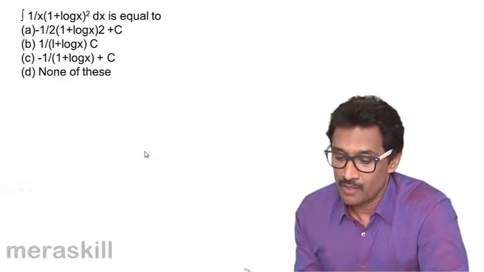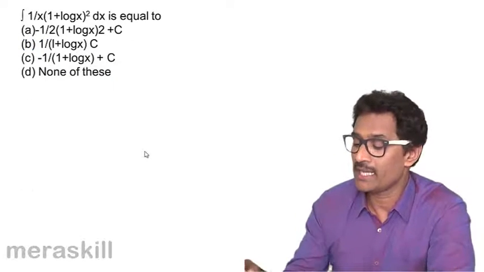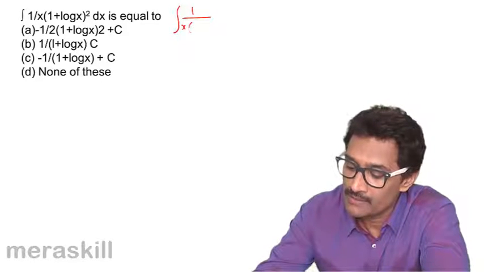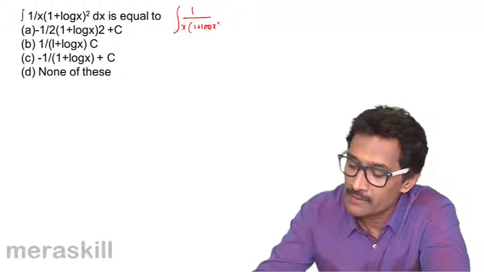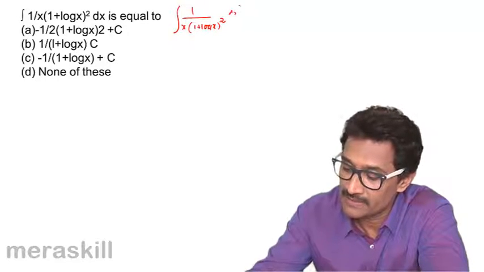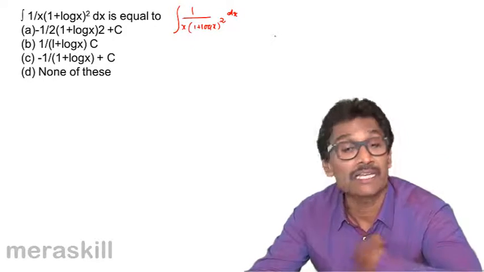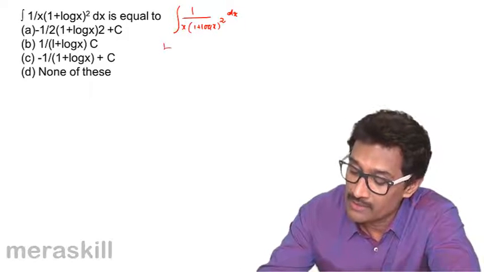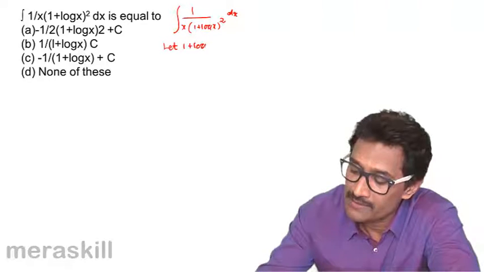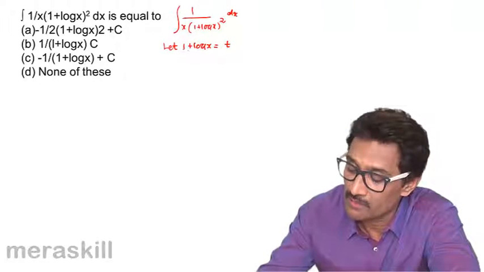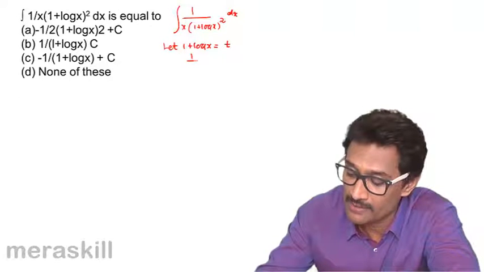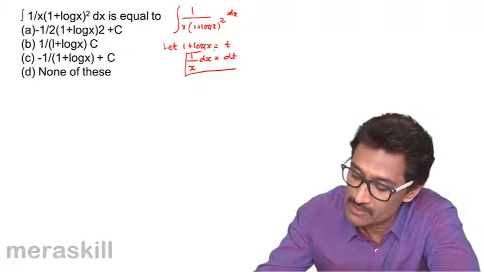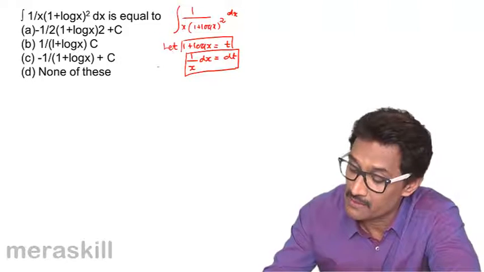Okay. So now you have the integral of 1 upon x into (1 plus log x) the whole square, dx. We need to do this. So what do we take it as? We know that derivative of log x is going to be 1 by x. So what we do, we let 1 plus log x be equal to say t. So that means you take the derivative of 1, 0, derivative of log x is 1 by x, so (1 by x) dx is equal to dt. So we substitute this as well as this in this particular integral.